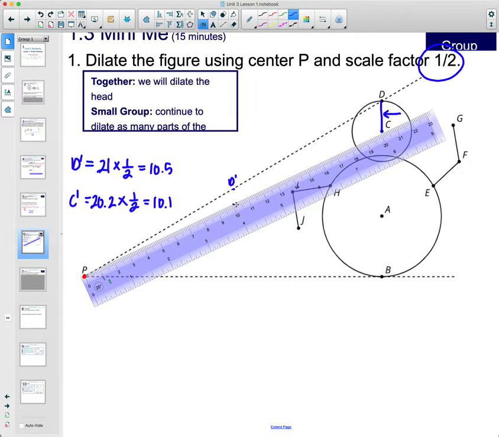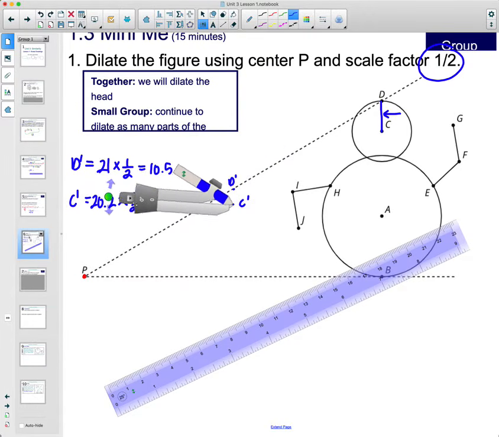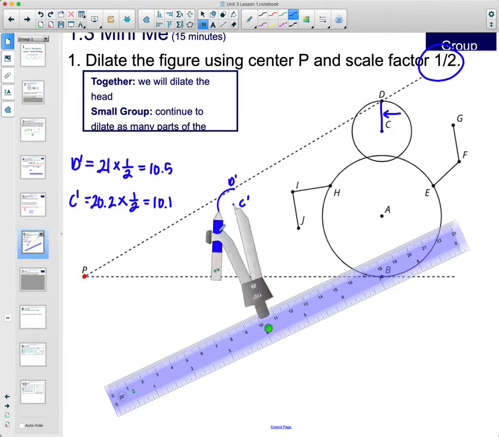And now those numbers will change for you, right? Because yours is a different amount in your book. Okay, but use your ruler. So then there's C prime. And then you'd be able to grab your compass, set it on the center, open it to another point. So open it to D. And then draw your circle.